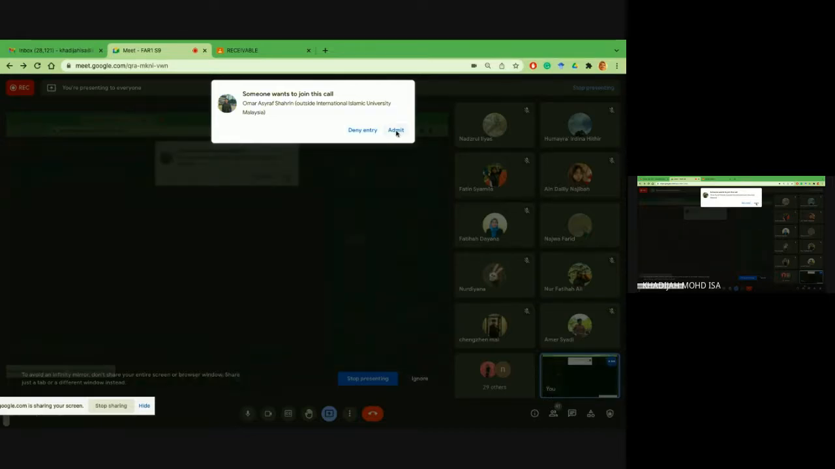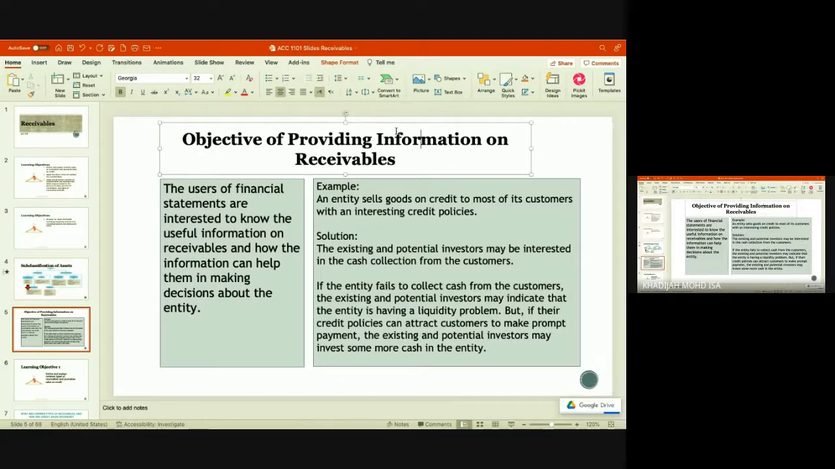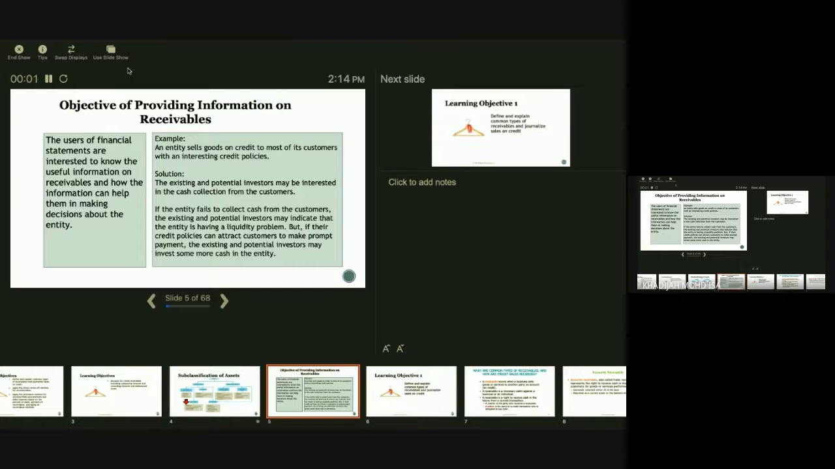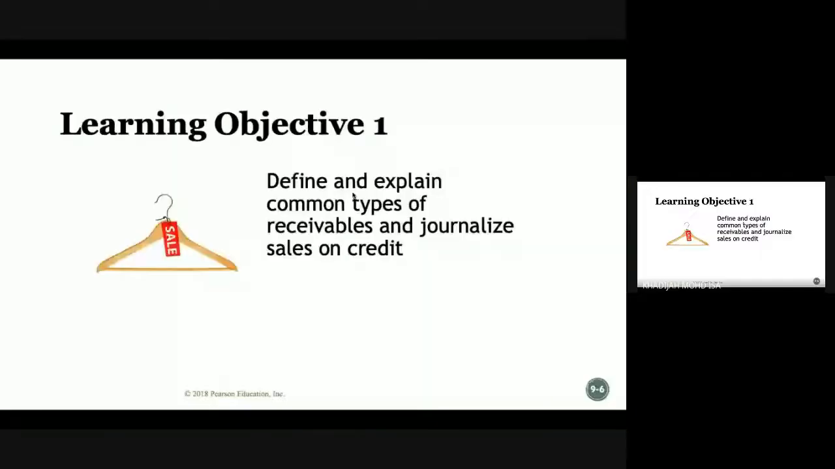Okay. All right. So that is on why we provide information on your receivable. And then, with regard to your learning objective, one is to define and explain common types of receivable and generalize sales on credit. You should be able to do this right after we explain everything.